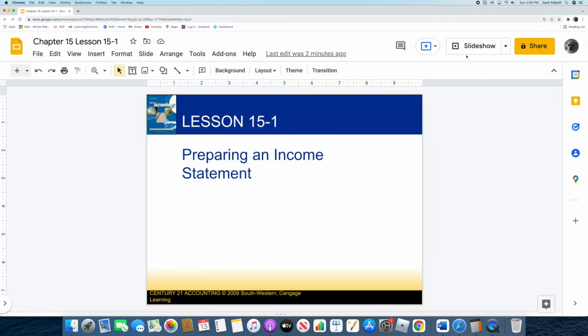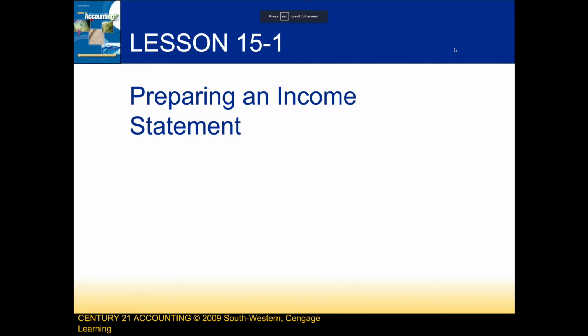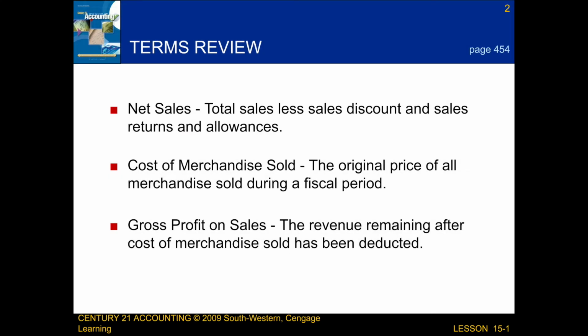Alrighty, so now we're going to be moving on to the 15-1 text, which is the first lesson in Chapter 15. And in this lesson, we will be learning about how to prepare an income statement. Okay. So there are some key terms that I'd like to go over before we start the accounting part of this lesson. So net sales are the total sales less or subtracted from sales discount and also sales, returns, and allowances. The cost of merchandise sold is the original price of all merchandise sold during a fiscal period. And the gross profit on sales is the revenue remaining after the cost of merchandise sold has been deducted.